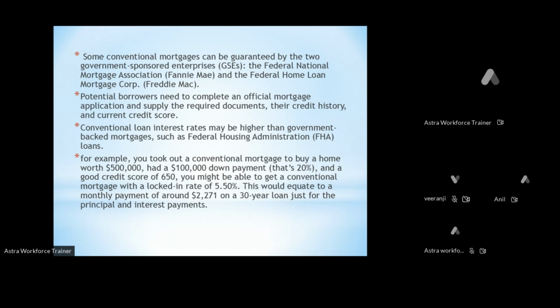Some conventional mortgages can be guaranteed by the two government-sponsored enterprises, the Federal National Mortgage Association, Fannie Mae, and the Federal Home Loan Mortgage Corps, Freddie Mac.